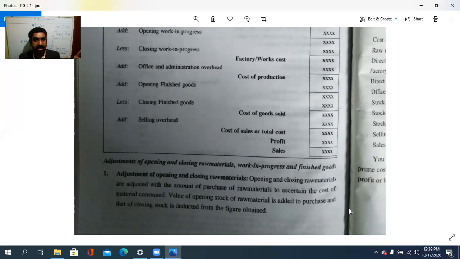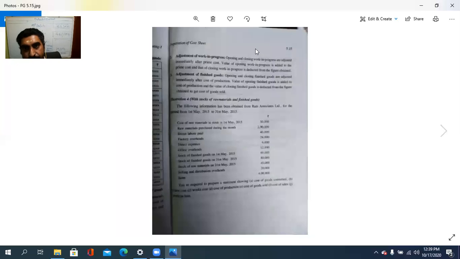Okay, that is firstly direct materials consumed. In that, opening stock of raw material, add purchase of raw material, less closing stock of raw material, we will get the cost of materials consumed. Value of opening stock of raw material is added to the purchase, and that of the closing stock is deducted from the figure obtained. Then after that, what is the work in progress?